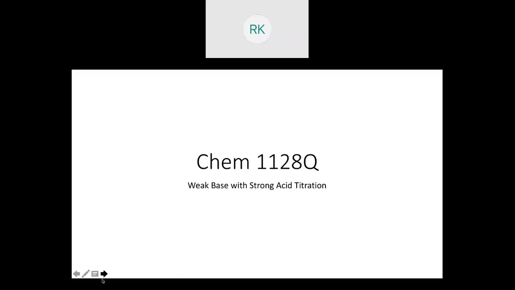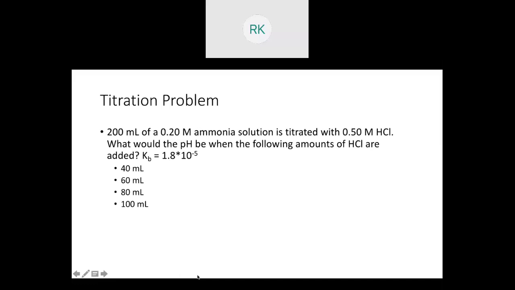So the actual problem that we're going to get into is this one. We have 200 milliliters of a 0.2 molar ammonia, which is a weak base solution, and it's going to be titrated with 0.5 molar hydrochloric acid, which we obviously know is a strong acid. Okay, so what will the pH be at the following amounts of HCl added? And you're given that the Kb is 1.8 times 10 to the negative fifth.